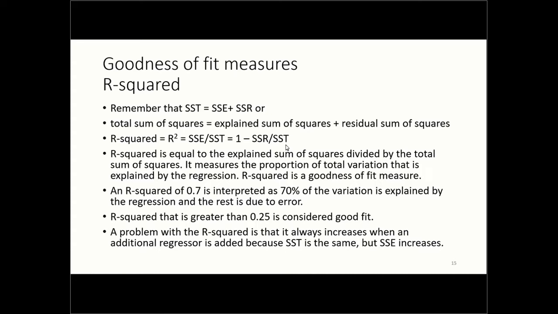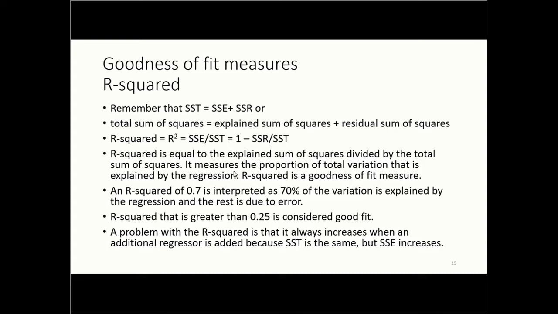So again, R squared is equal to the explained sum of squares divided by the total sum of squares. And it measures the proportion of the total variation that is explained by the regression. The rest would be due to error. And that's why R squared is a goodness of fit measure. So how good is the model at explaining the variation that we see in the dependent variable? An R squared of 0.7 would be interpreted as 70% of the variation is explained by the regression and the rest is due to error. And an R squared of greater than 0.25 is considered a good fit.